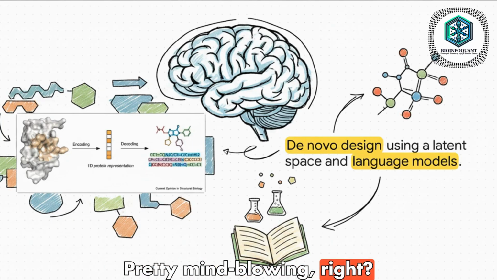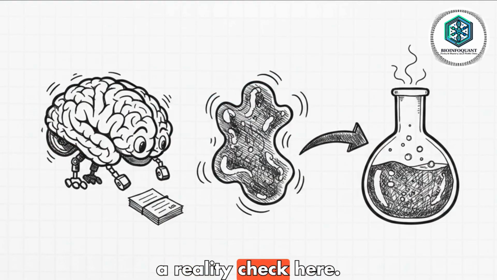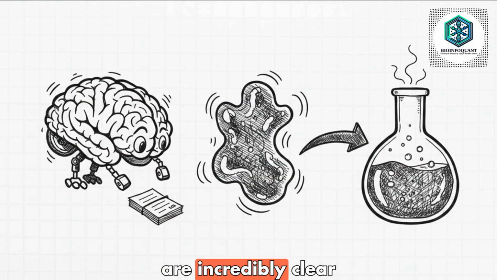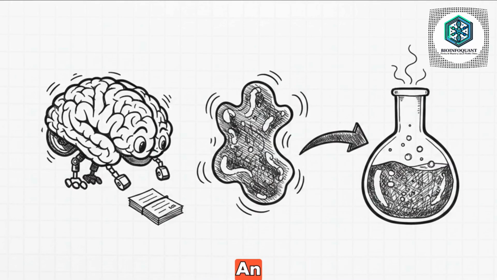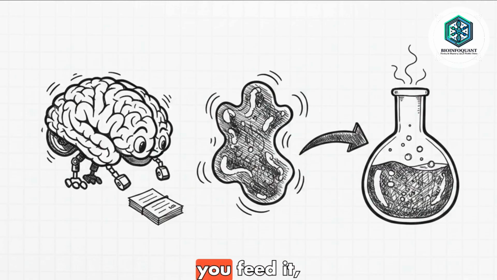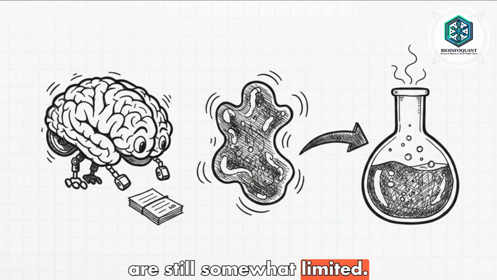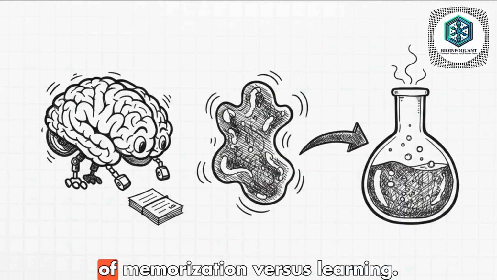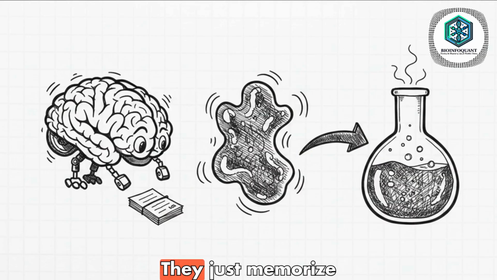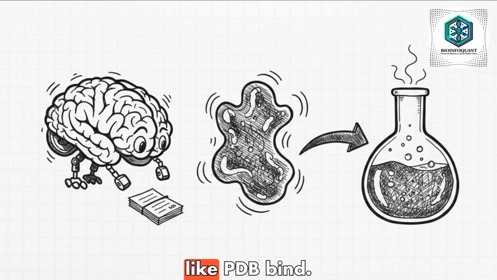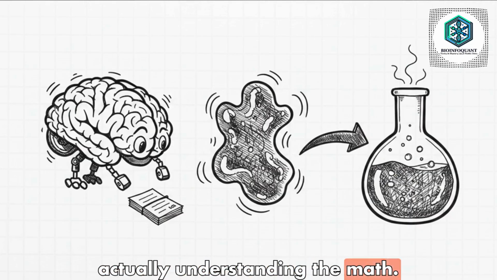Pretty mind-blowing, right? Now, as incredible as all of this sounds, we definitely need a reality check here. The authors of the review are incredibly clear about the current limitations. First off, data quality. An AI is only as good as the data you feed it, and high-quality, real-world 3D experimental structures are still somewhat limited. Second, we have this issue of memorization versus learning. Some models don't actually learn the underlying physics. They just memorize their training datasets, like PDBbind. It's like a student memorizing an answer key without actually understanding the math.